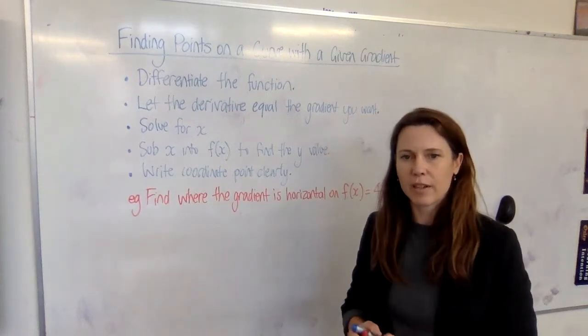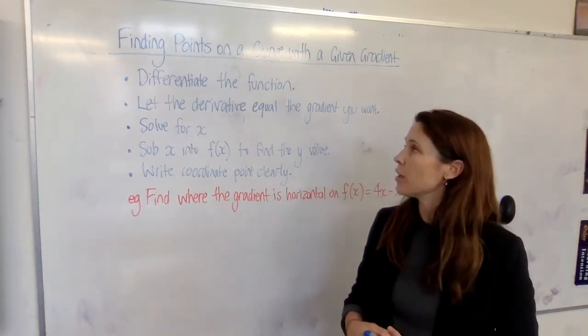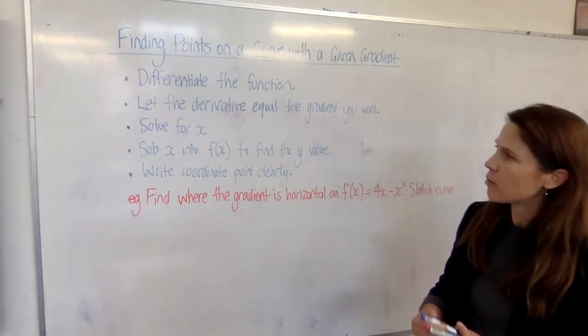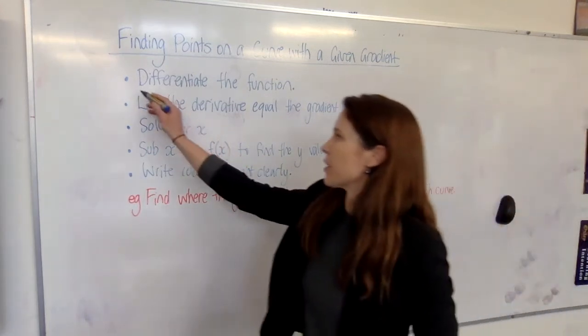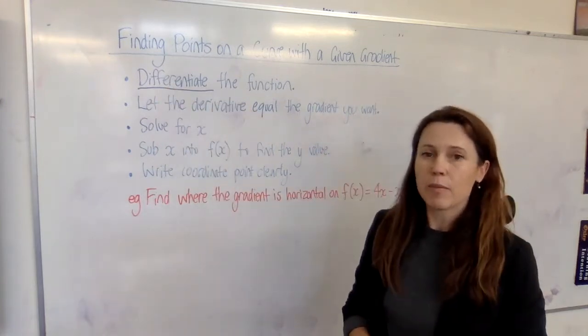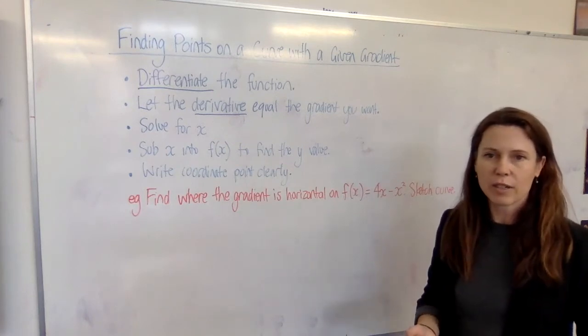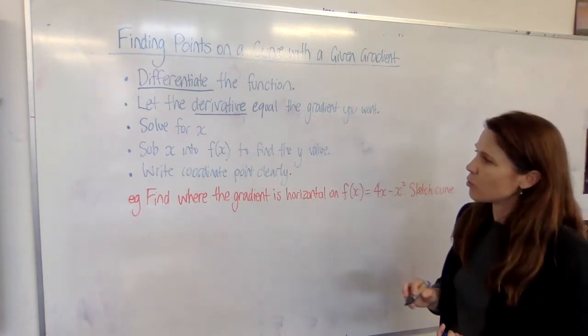Now that you know how to find the gradient at any point on a curve, you can find a point that has a certain gradient. So how do we do that? Well, first step, you need to differentiate whatever function you're given. Second step, let your derivative equal whatever gradient it is that you're trying to solve for, whatever gradient you want.